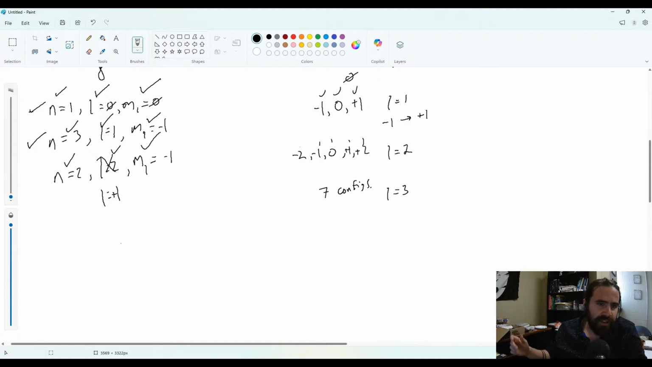Okay, so that's the kind of question that you can expect from me. I'll be like, all right, hey, here's a series of quantum numbers. Are these acceptable quantum numbers?